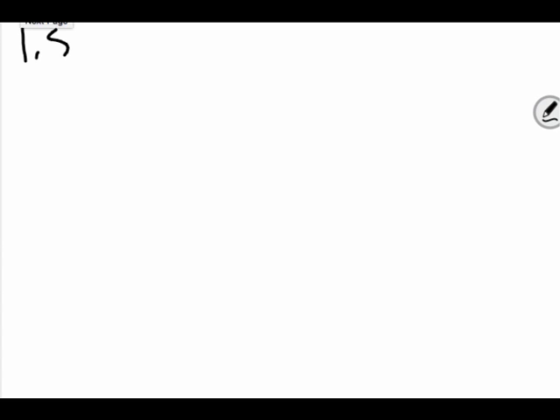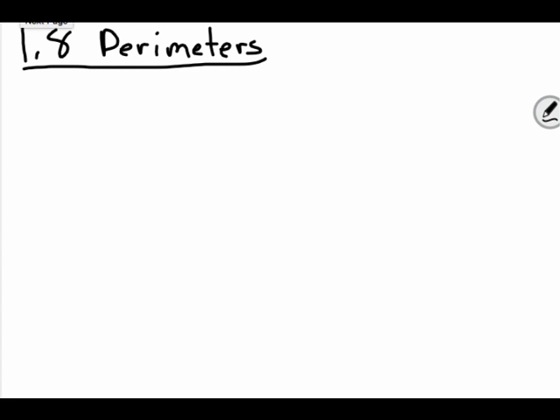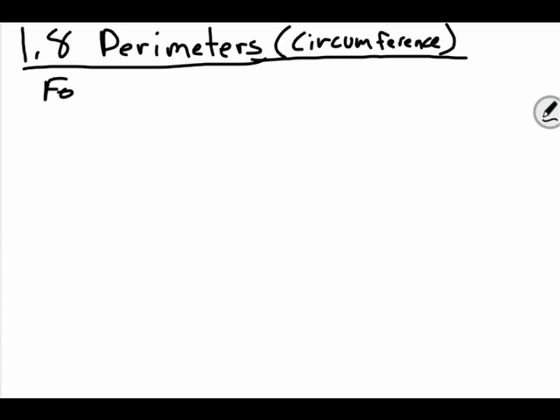So our 1.8 talks about perimeters, and then you got to remember the perimeter of a circle has a fancy name, circumference. And then sometimes we'll talk about areas. So I'm going to just write down some formulas for you guys. And you should write these down too.